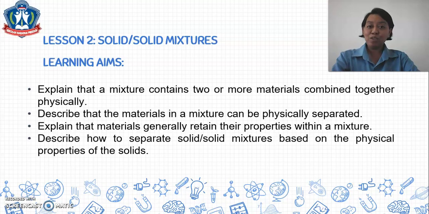So for Lesson 2, it's about solid and solid mixtures. Our learning aims are the following. Explain that a mixture contains 2 or more materials combined together physically. Describe that the materials in a mixture can be physically separated. Explain that materials generally retain their properties within a mixture, and describe how to separate solid or solid mixtures based on the physical properties of the solids.